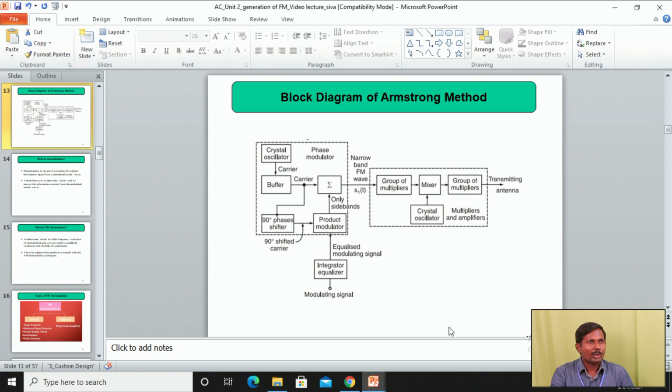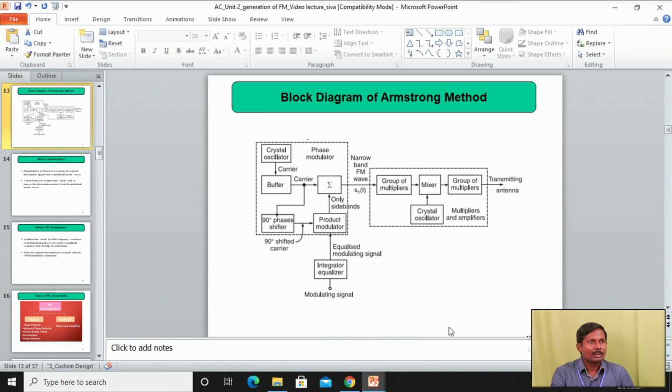This is the overall block diagram of the Armstrong method. This block diagram consists of two categories. One is the phase modulator, another one is the transmitting antenna section. In this phase modulator section, the crystal oscillator block is present. After that, the buffer, 90-degree phase shifter, then integrator equalizer, product modulator, then summation unit.